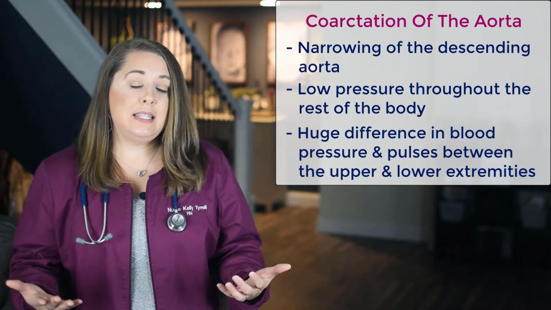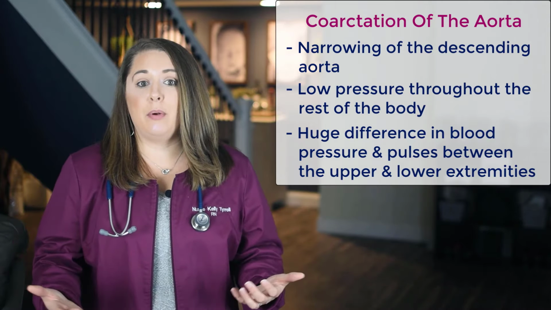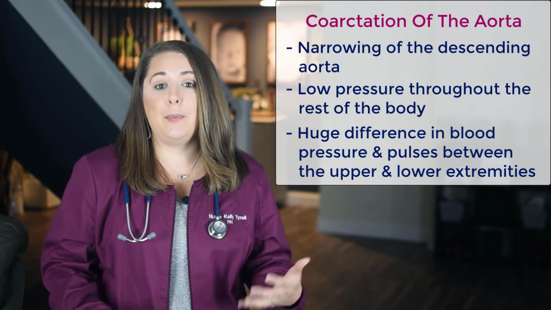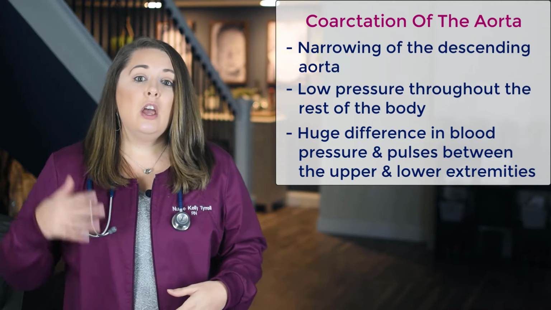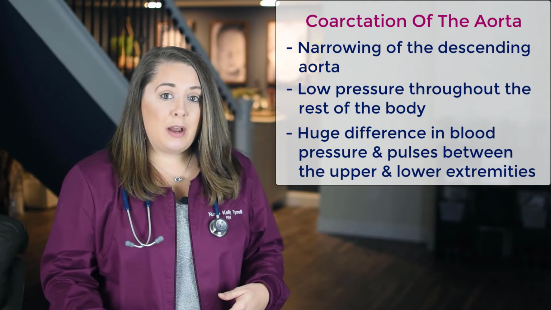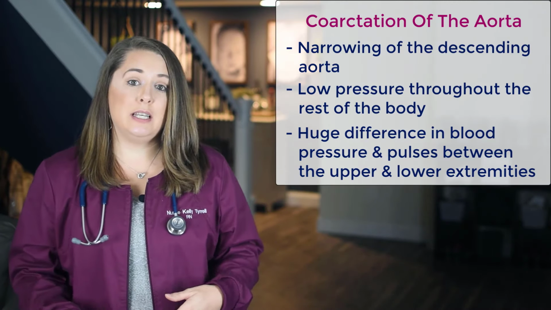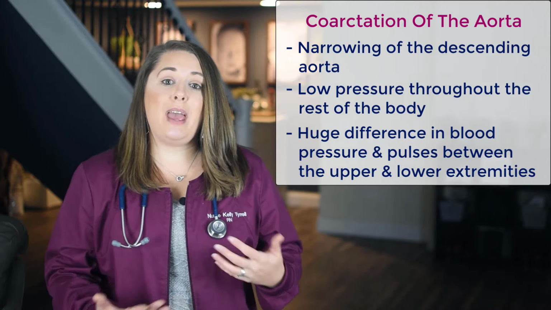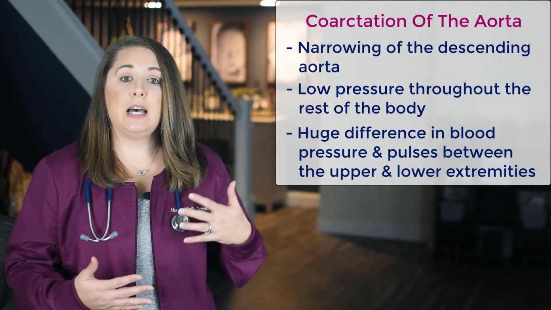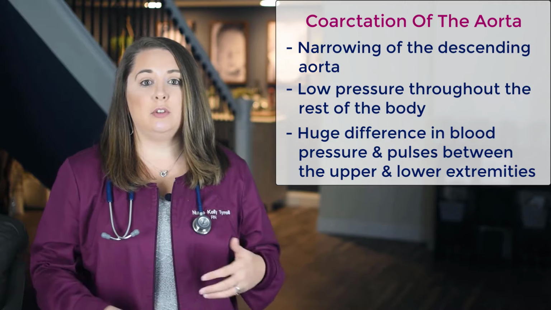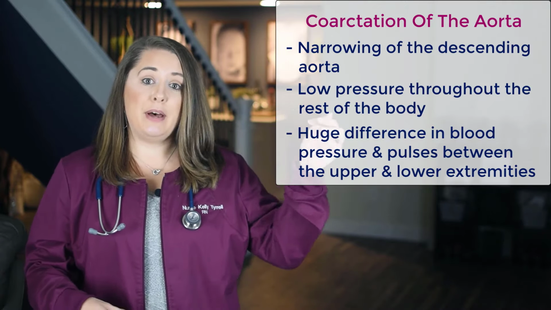So what you're going to see is a huge difference in blood pressure and pulses between the upper and the lower extremities. You'll have much higher blood pressure and really bounding pulses in the upper extremities, and you may also see nosebleeds because the pressure is building proximal to the defect, meaning above the defect. And on the flip side, you'll see muscle weakness, cool skin, and a thready or a weakened pulse in the leg, since that is distal or below the defect.